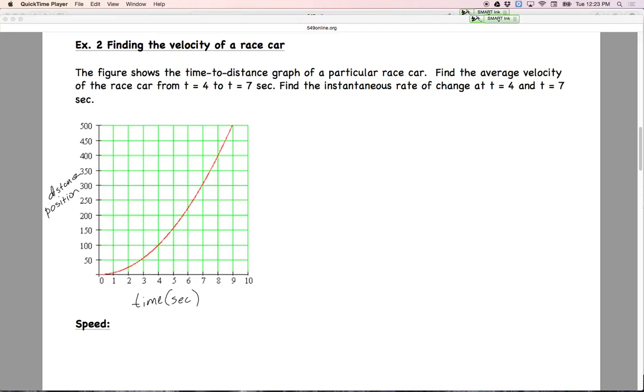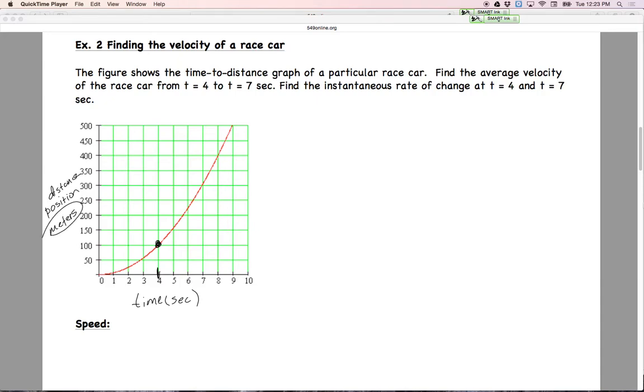All right, so let's look at this. It says find the average velocity. Oh gosh, really? They're going to ask us that. Find the average velocity from 4 to 7. So here's 4. So what we're saying is at 4 seconds right here, what's the velocity? Or sorry, not the velocity. What's the position? 100 what? What do you want to use, meters or feet? Let's do meters. I like meters.